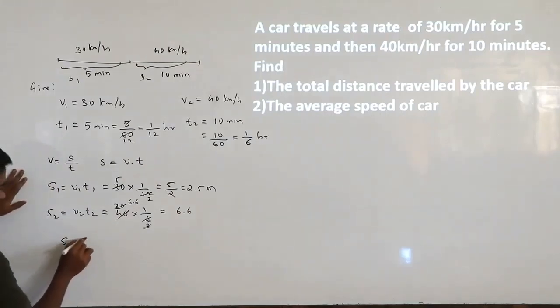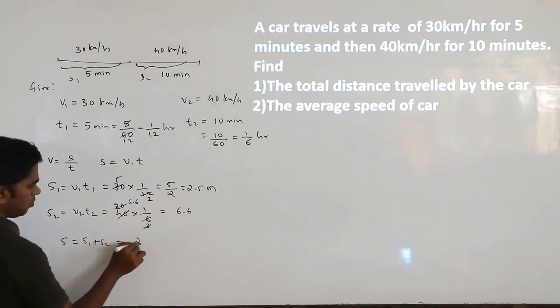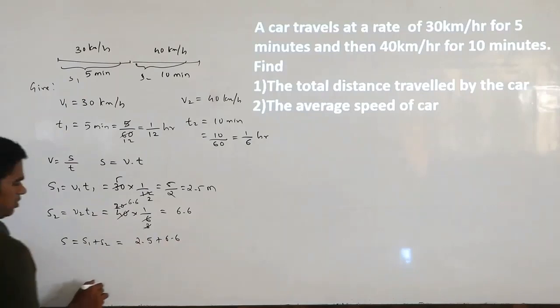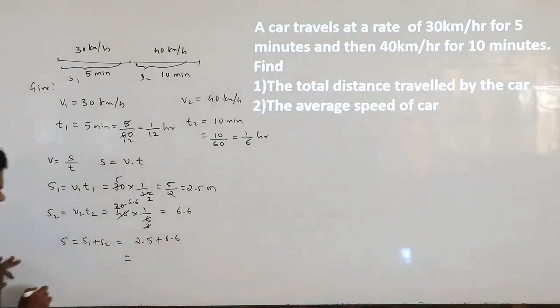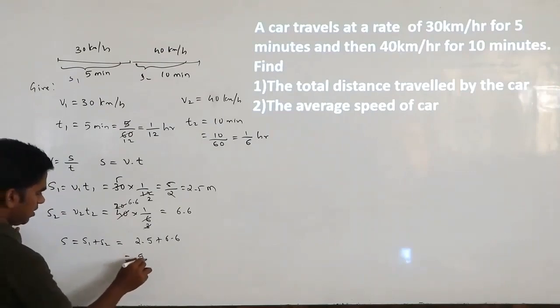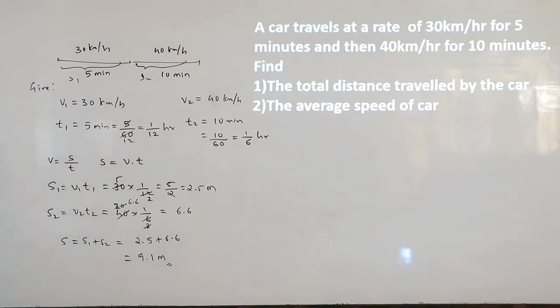Total distance S equals S1 plus S2, so 2.5 plus 6.6. So what will you get? You will get 9.1 meter. So this is the distance.